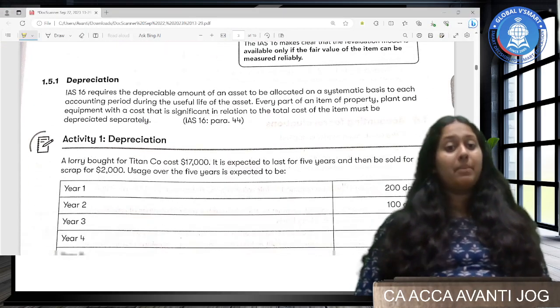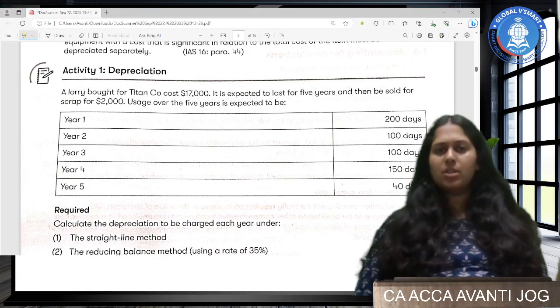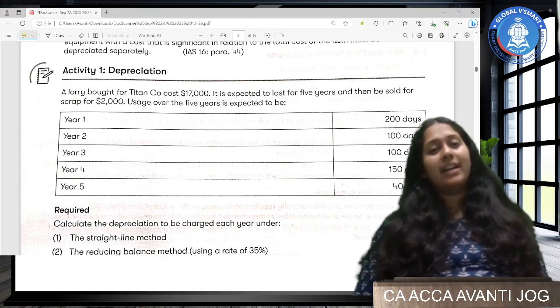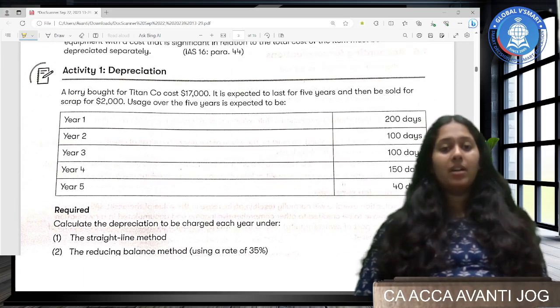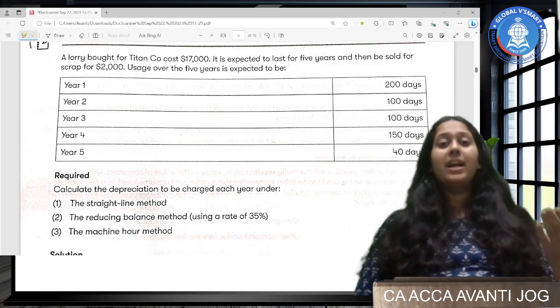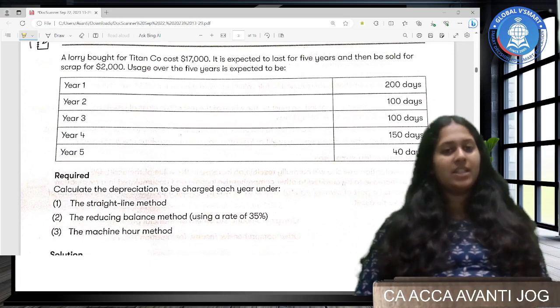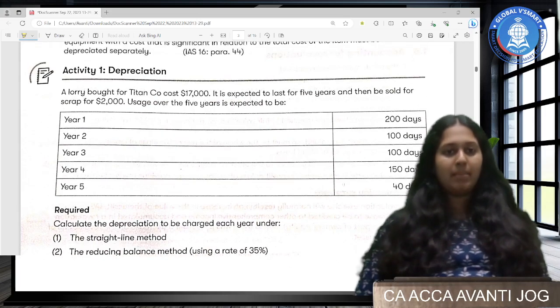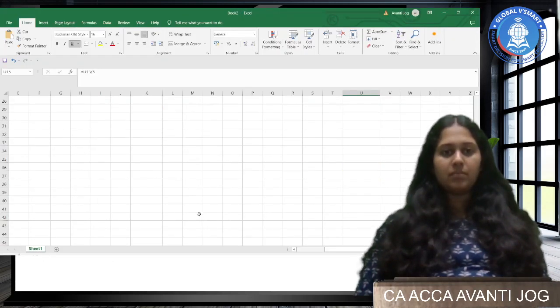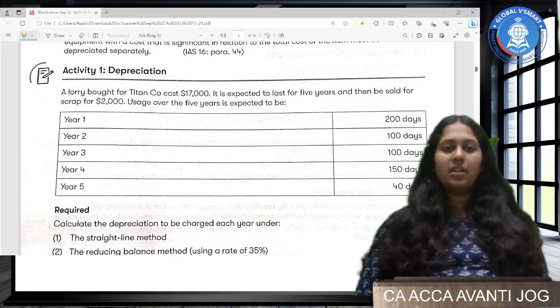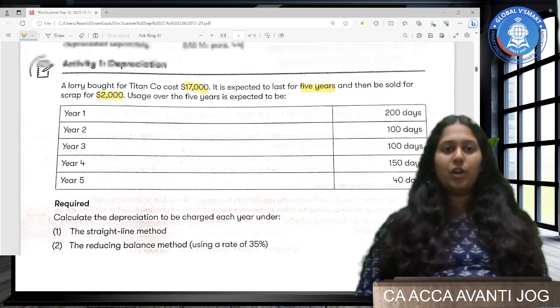Now, depreciation. You all know what depreciation is, so I'm not going to go in depth for the definition. We'll just do the sum where I'll show you how in each method the depreciation is calculated. So SLM, reducing balance, and as per the number of units. So we have an asset which is costing 17,000, expected to last for 5 years. So underline the key points in your exam too, and scrap value of 2,000. Okay, so first of all, the SLM method.